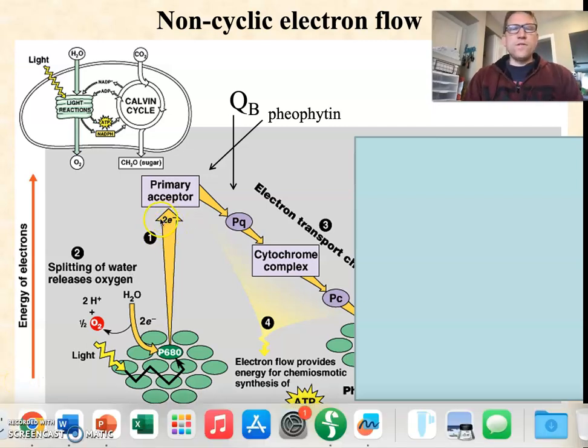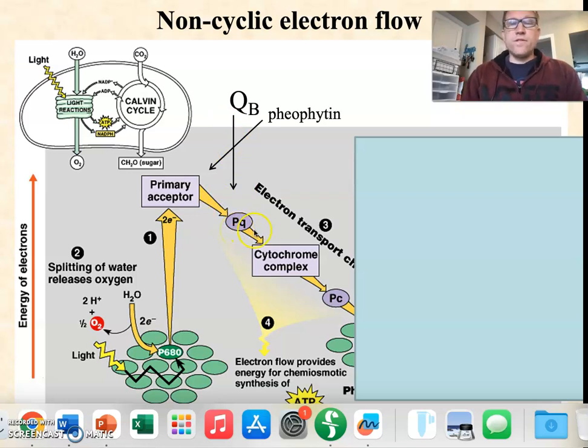Okay, so what happens to those 2 electrons that are shot into orbit here, into a really high energy state? Well, they're grabbed by something generically called a primary acceptor. This is a protein molecule found in the thylakoid membrane. We know that the P680 primary acceptor is a protein called pheophytin. Pheophytin then is going to hand those electrons off to a shuttle called plastoquinone, sometimes called Q sub B.